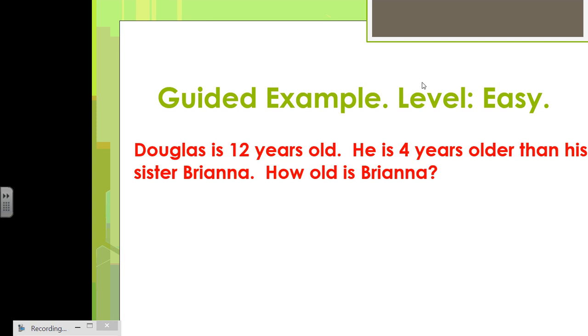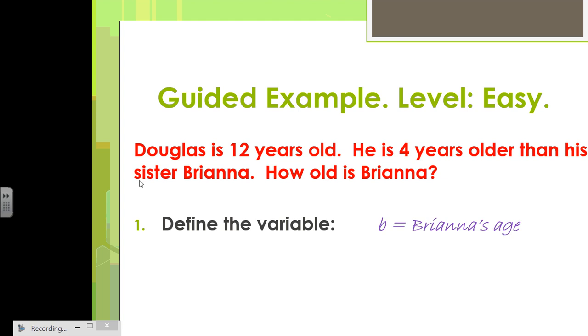This one's easy, right? Level easy. Douglas is 12 years old. He is 4 years older than his sister Brianna. How old is Brianna? So the first step, define the variable. What is the unknown here? Well, it's Brianna's age. So we'll have to say B is equal to Brianna's age. That'd be the first thing that you would write.